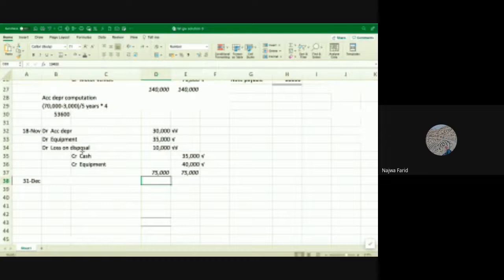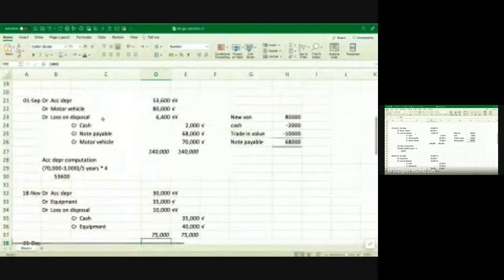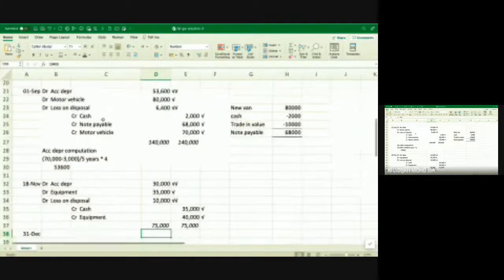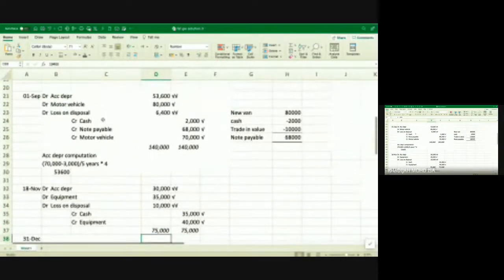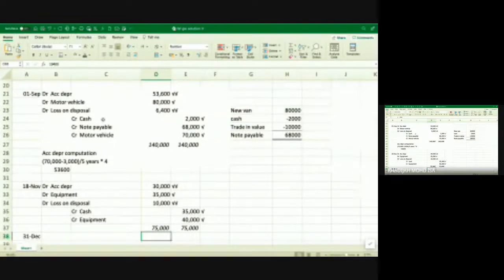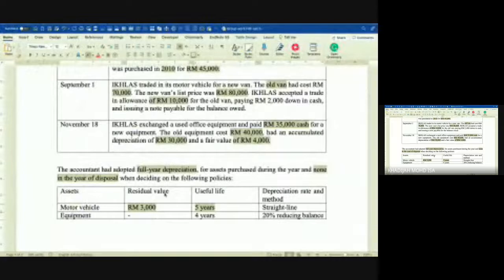Madam, the fair value does not affect anything. That's why I was thinking, in this example also the trade-in value is not taken into account, right? The fair value, what is a fair value? Remember how much you actually paid for the new equipment? You paid 35,000, right? And what's the value of the old equipment? 40,000 accumulated depreciation and the fair value of 40,000?